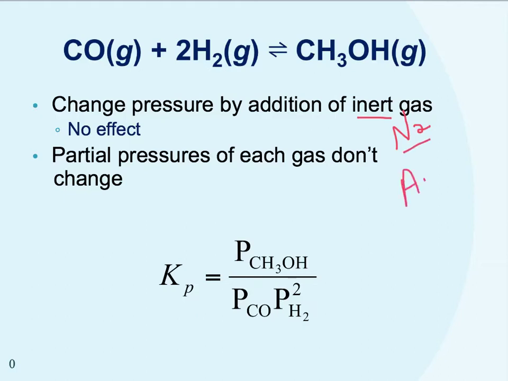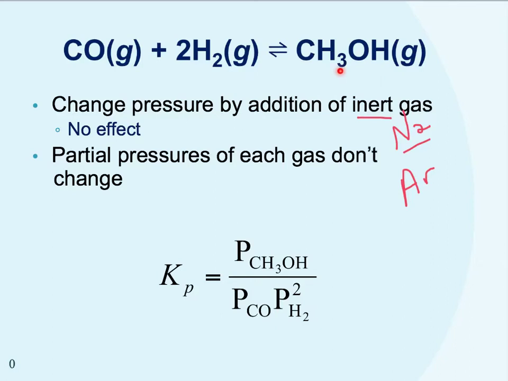Another common one we see is argon. Sometimes other gases can be inert gases. It depends on the actual reaction that's happening. We don't see either nitrogen or argon anywhere in our reactants or products, so that's a safe assumption that those are inert. They're not going to react with any of these species.